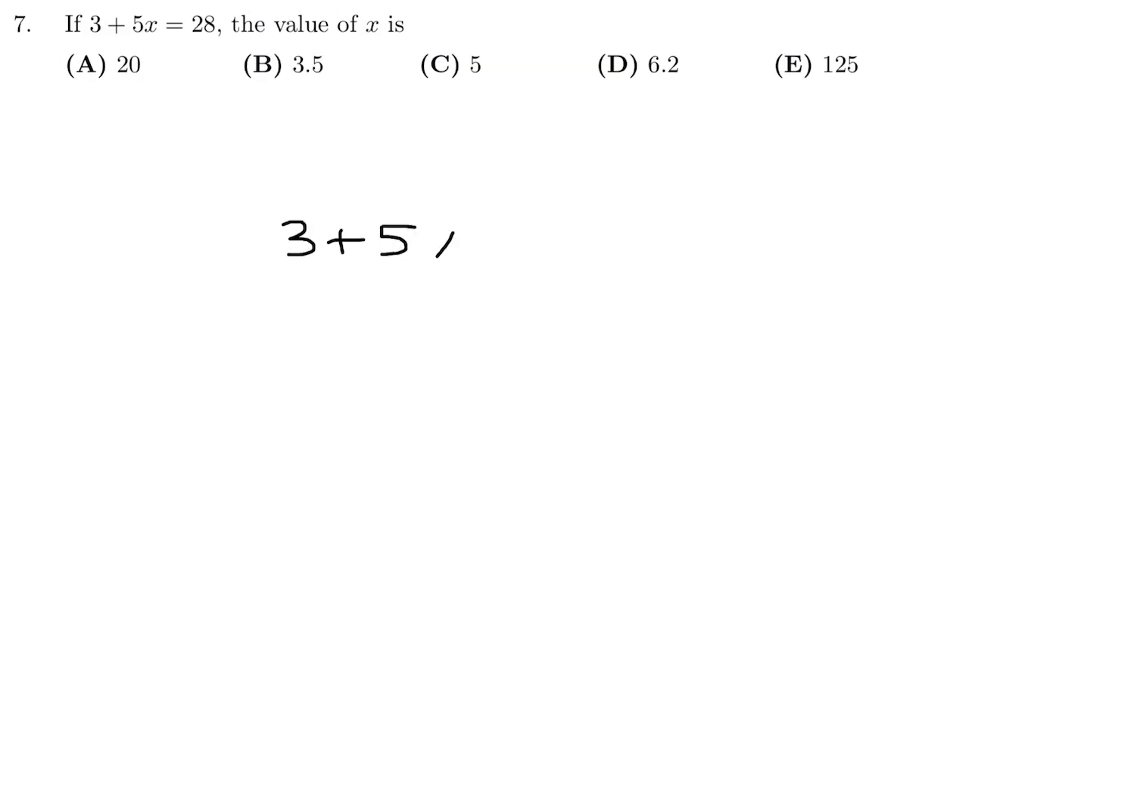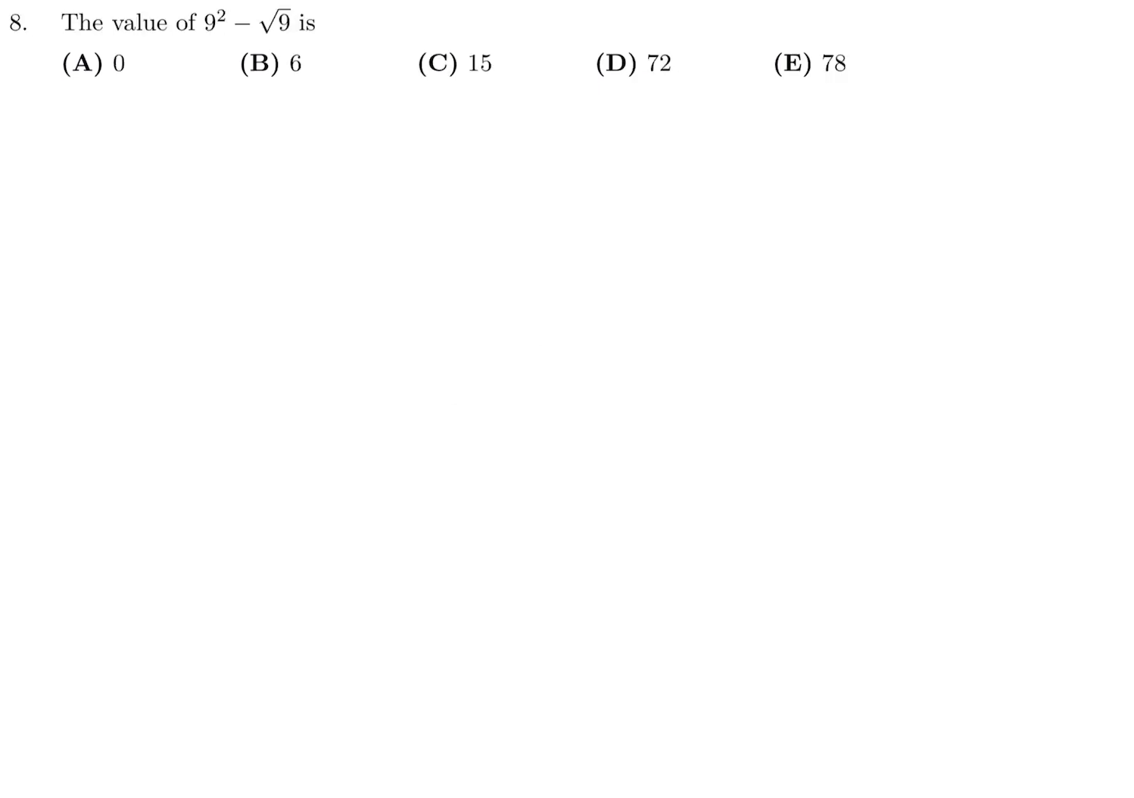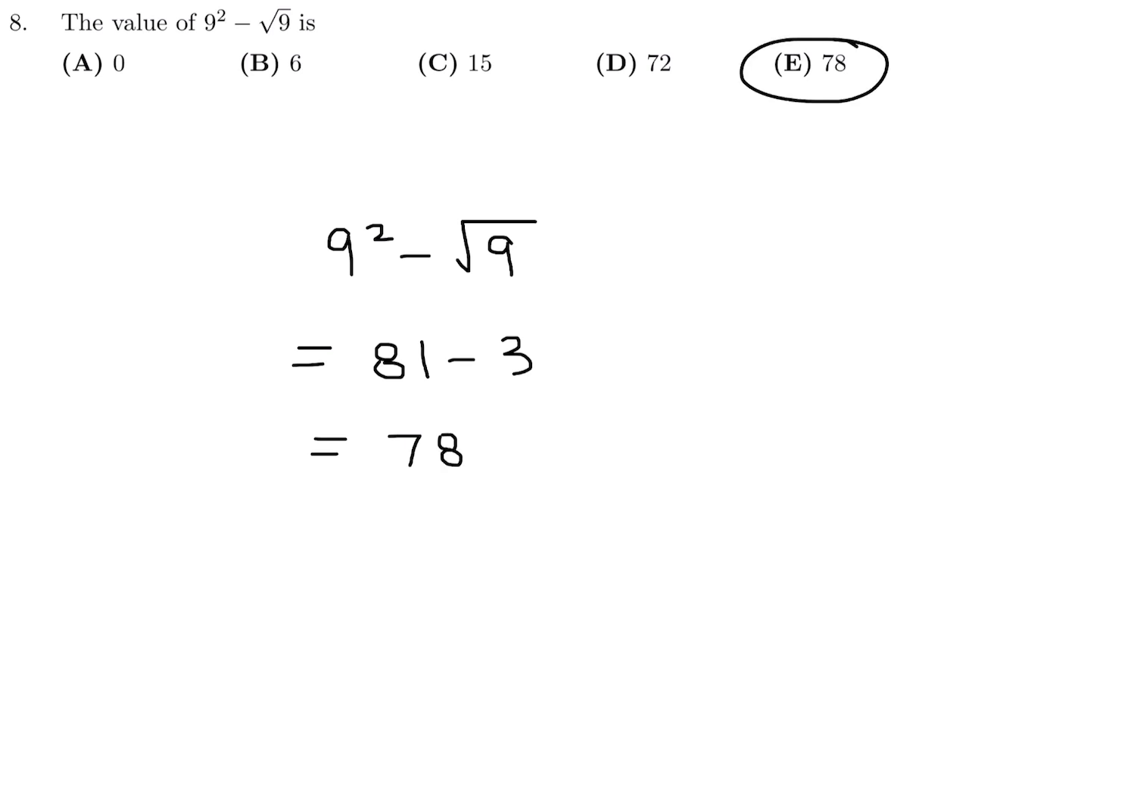3 plus 5x is equal to 28. So 5x is equal to 25, and therefore x is equal to 25 over 5, which is equal to 5. So number 7, the answer is C. The value of 9 squared minus the square root of 9 is, well, 9 squared is 81. Square root of 9 is 3. 81 minus 3 is 78. So number 8, the answer is E.